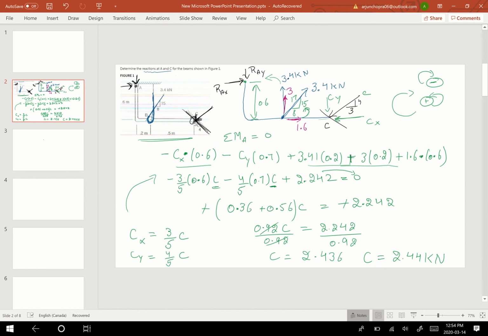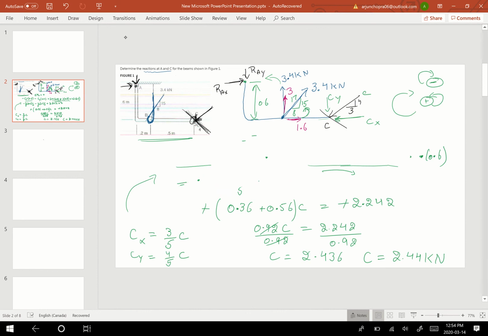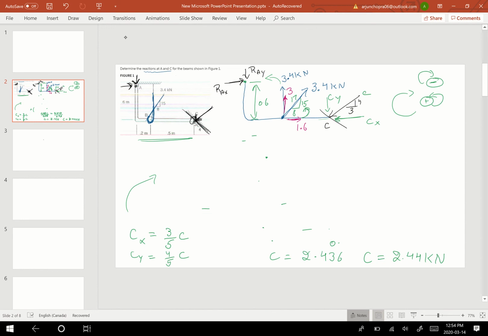So what I'm going to do is, because I don't have enough space, I'll erase this section now, and I will try to solve for Rax and Ray. So let's write down the equations in the horizontal direction. Sigma f of x equal to 0. So I will write Rax because it's a positive value. It's acting towards the right hand direction. So I'm gonna take this value as positive.